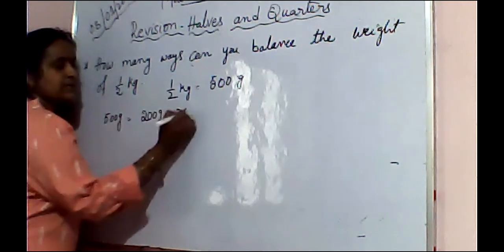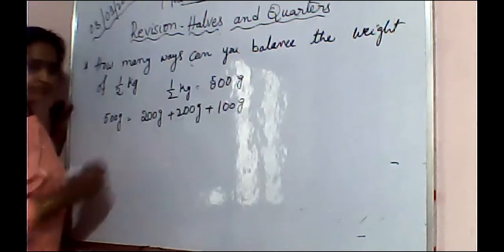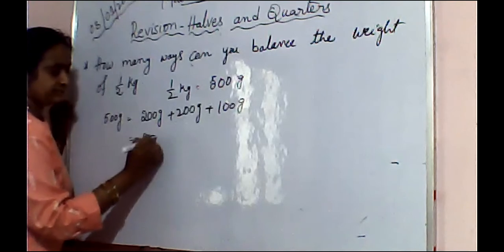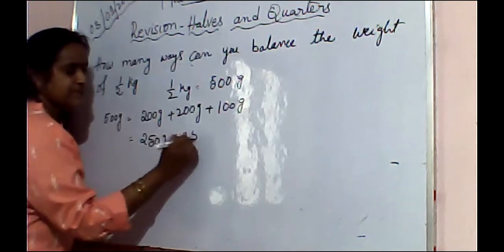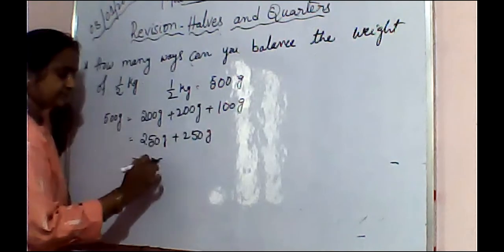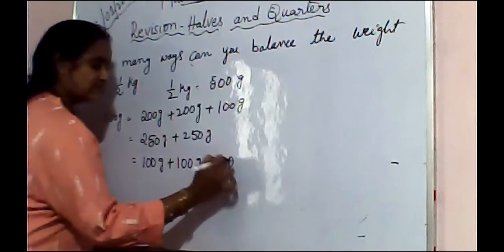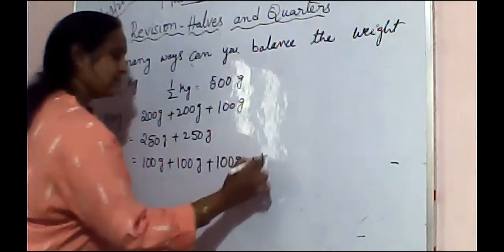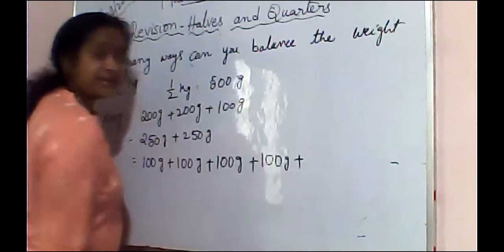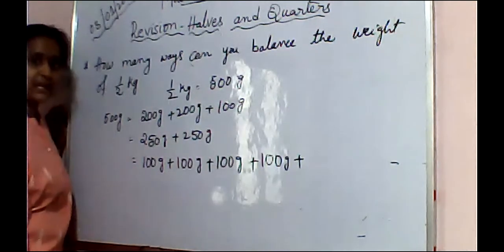200 grams plus 200 grams plus 100 grams. Next, 250 grams plus 250 grams. Next, 30 grams plus 200 grams plus 200 grams. Yes, but we don't have a 30 grams weight. We only have weights of 10 grams, 20 grams, like that.